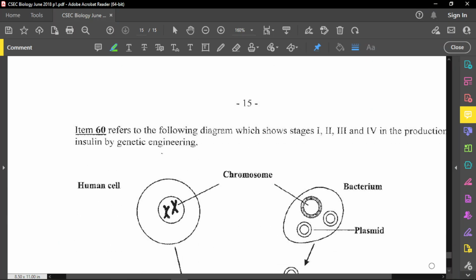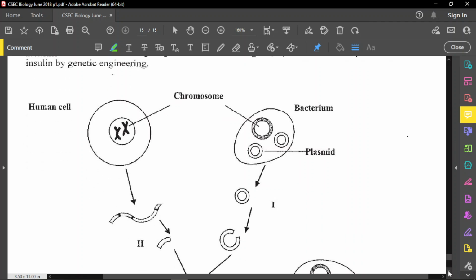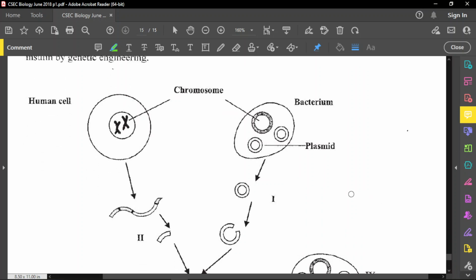Now for question number 60, which is our last question, it said item 60 refers to the following diagram, which shows stages 1, 2, 3, and 4 in the production of insulin by genetic engineering. All right, and also this was a question one of my great students pointed out to me on the multiple choice I did, which is 2023, where the last question talks about genetic engineering. I think the answer was supposed to be C, but anyway, you can look at 2023 and you will see that option, but it comes from here, so I made a mistake on that one. You can check it out.